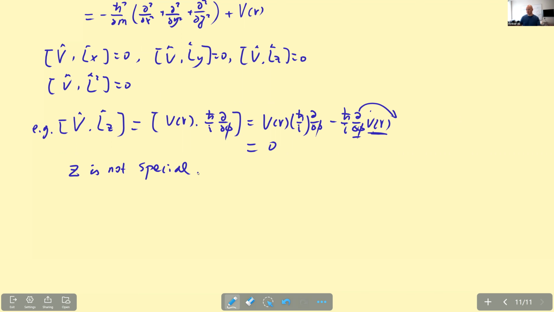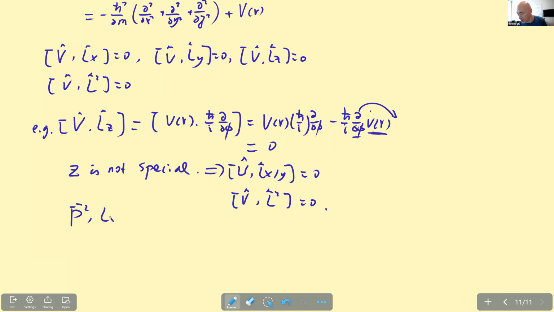And so z is not special. So that means V must also commute with Lx and Ly. And if V commutes with all the components of L, then V must commute with the square of this angular momentum. And we also know from before that for a free particle the angular momentum is also conserved. So you also have P squared commuting with Lx, Ly, Lz. We have done this one before. This one should also be 0.